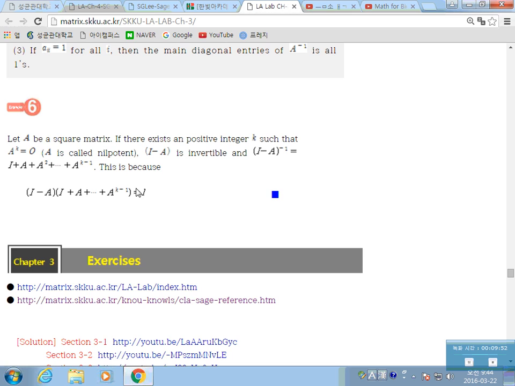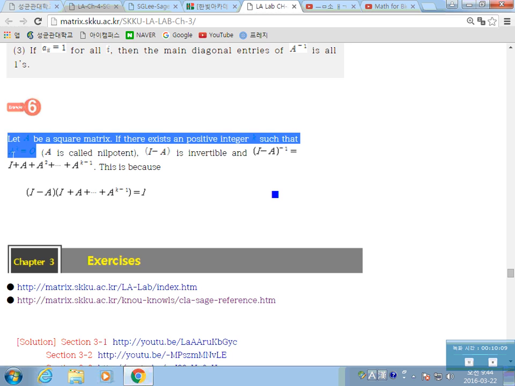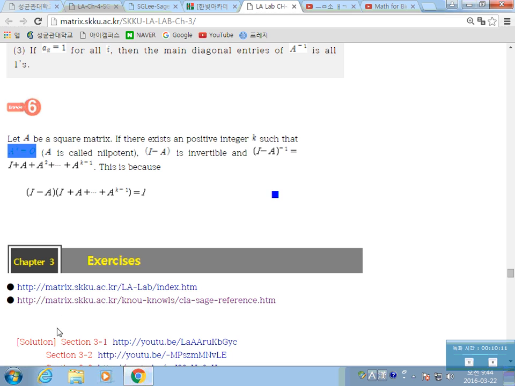All you have to do is just multiply I minus A and this matrix to show it is an identity matrix. And this means the inverse of this matrix is this, and the inverse of this matrix is this. This is true because A to the k-th power is equal to 0, so all the extra terms are going to be 0. So you will see the product of this matrix is equal to the identity.